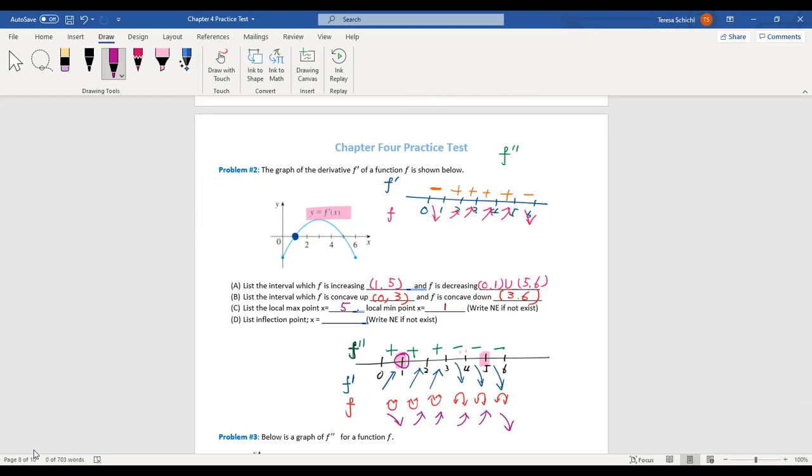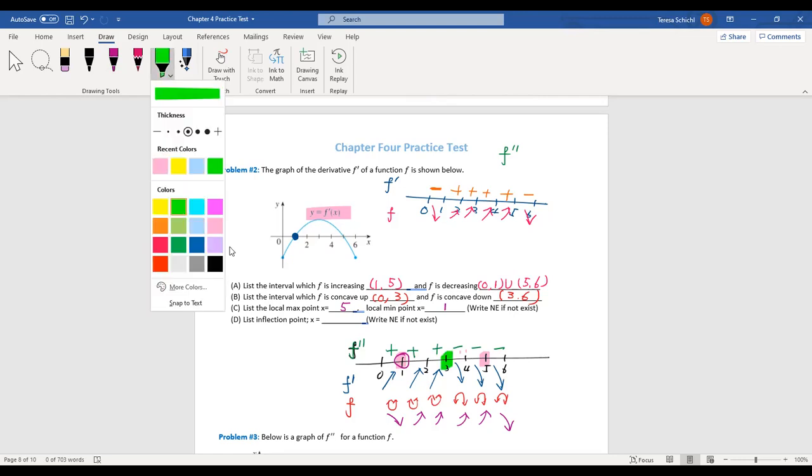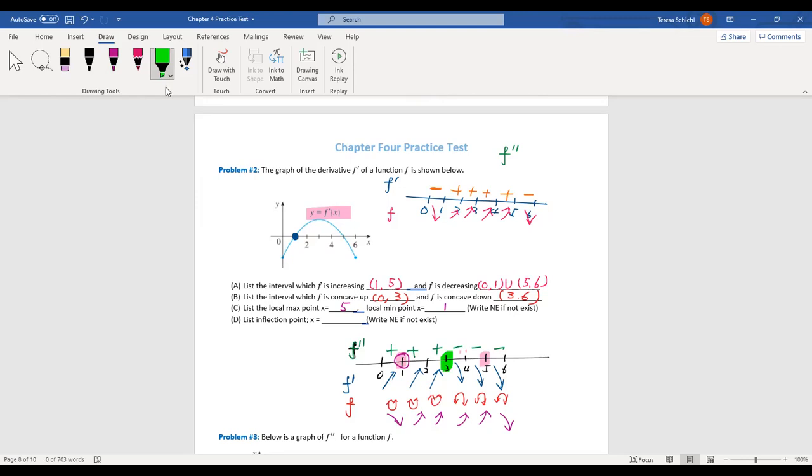And then the inflection point is where the concavity changes. The concavity changes here, because concave up changes to concave down. So the inflection point will be x equal to 3. This is a very good problem. You need to graph all three functions so you will see the behavior.